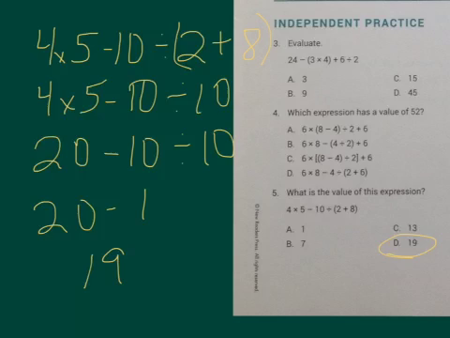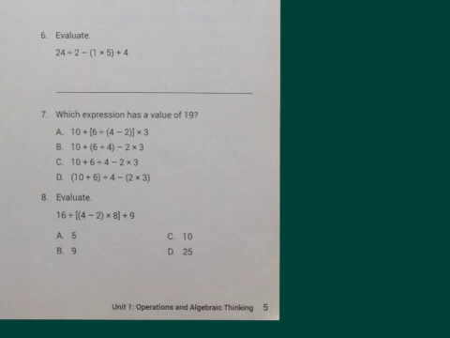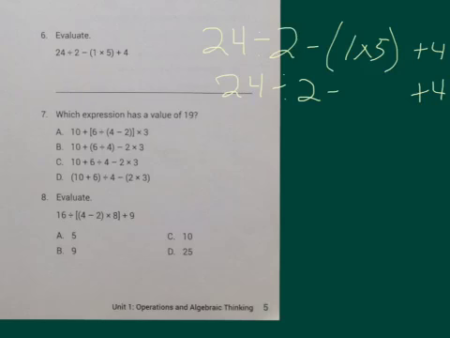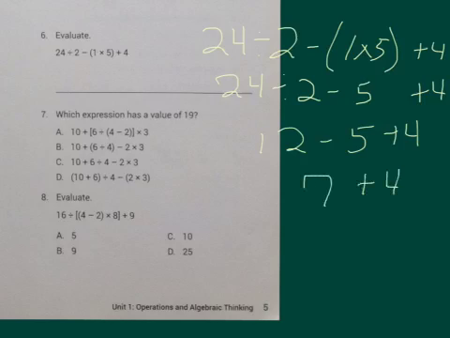Let's go ahead and go to number 6. So number 6 is just to evaluate. So let's evaluate it. Okay, so first off, we're going to do inside the parentheses. So we know 1 times 5 is 5. And then we're going to start working from left to right. So we know that 2 will divide into 24 12 times. So we'll go ahead and write out our problem. So then we're just going to say 12 minus 5 is going to be 7. So we're going to have 7 plus 4. And that's going to give us 11 as our answer.